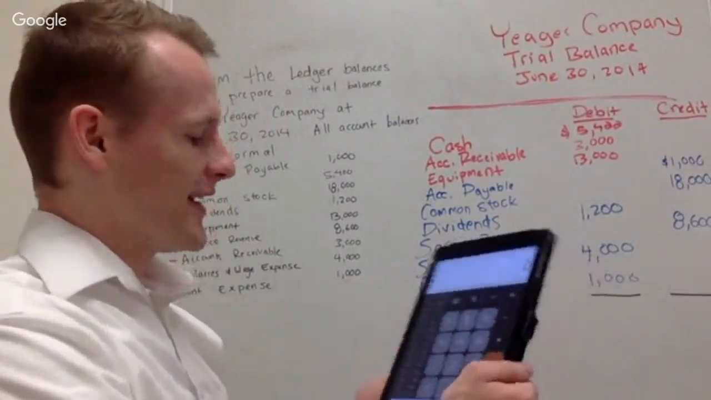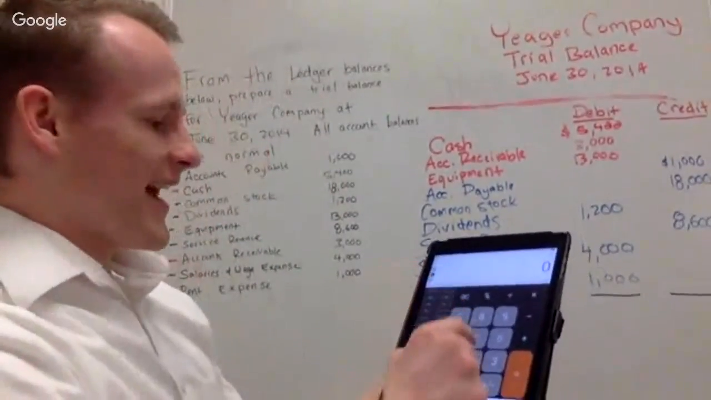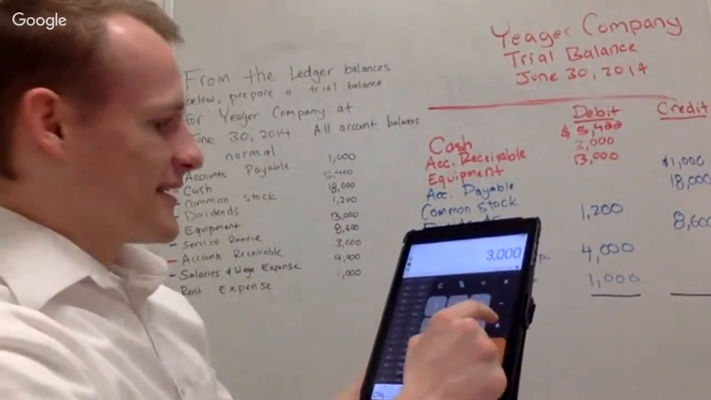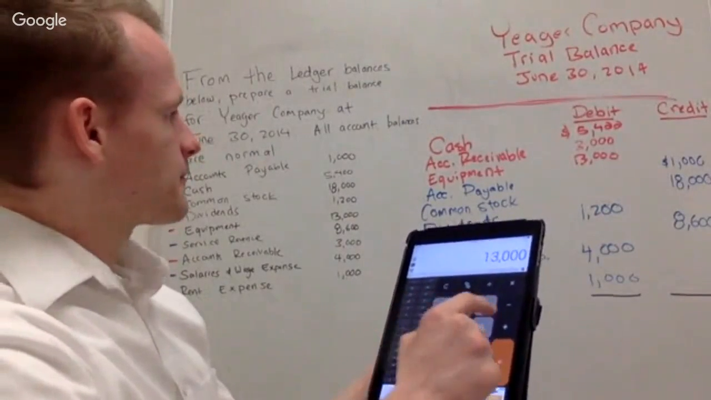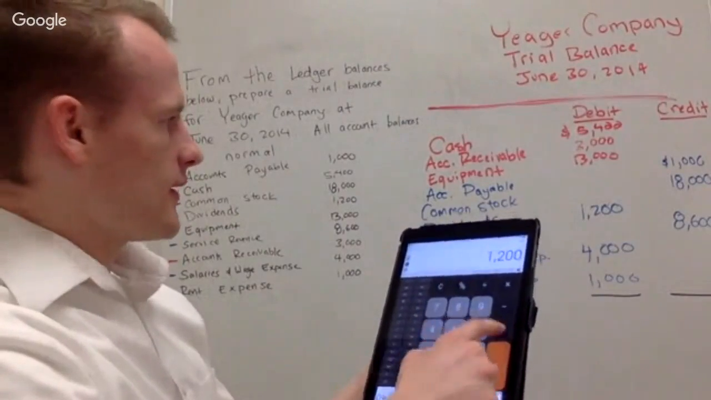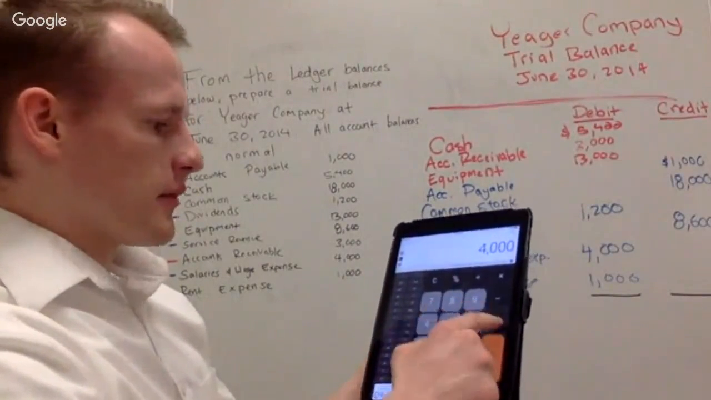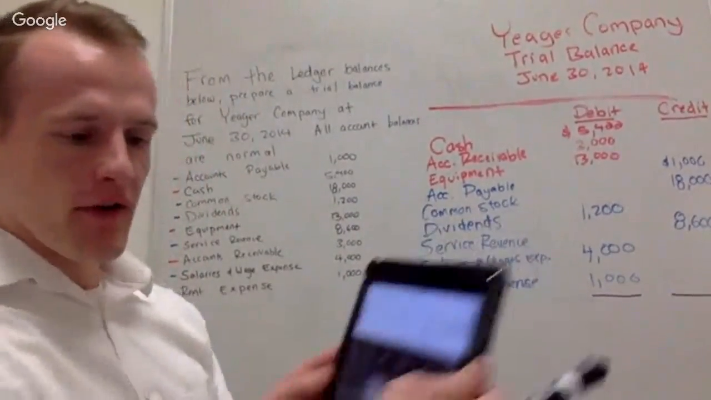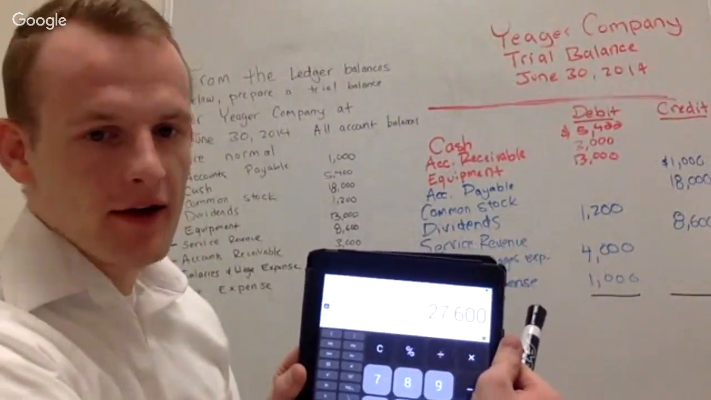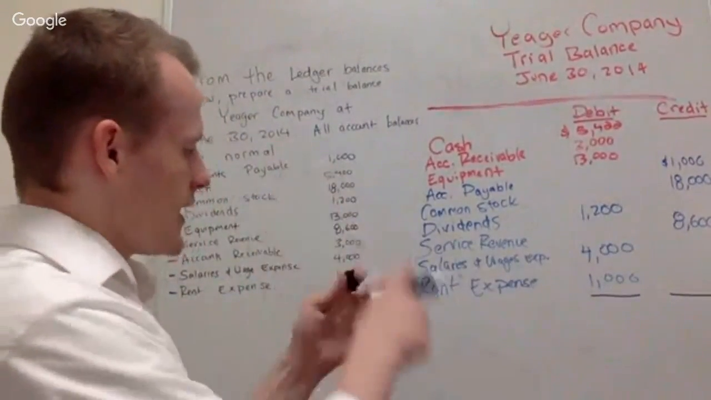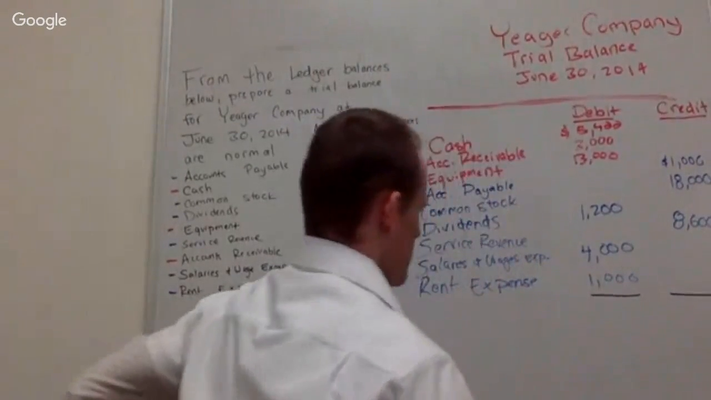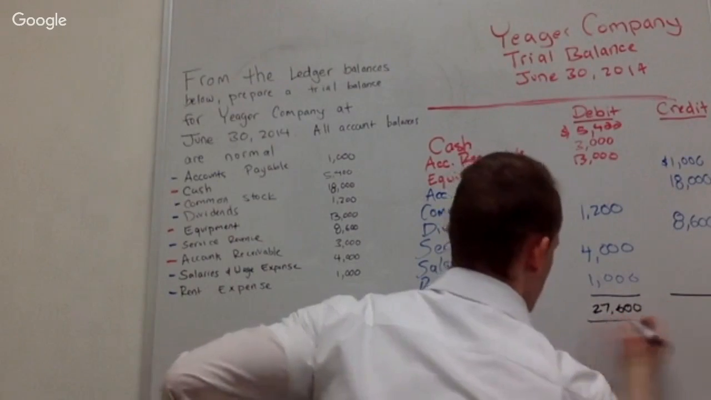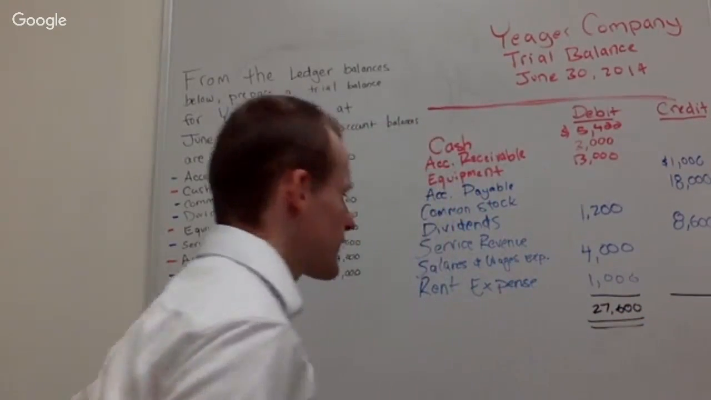Anyway, let's start over there and add that up. 5,400 plus 3,000 plus 13,000 plus 1,200 plus 4,000 plus 1,000. Okay, there we go. So that is going to come to an amount of 27,600. I know that's the right answer because I've done this before. So 27,600, and we will double underline that as our final.